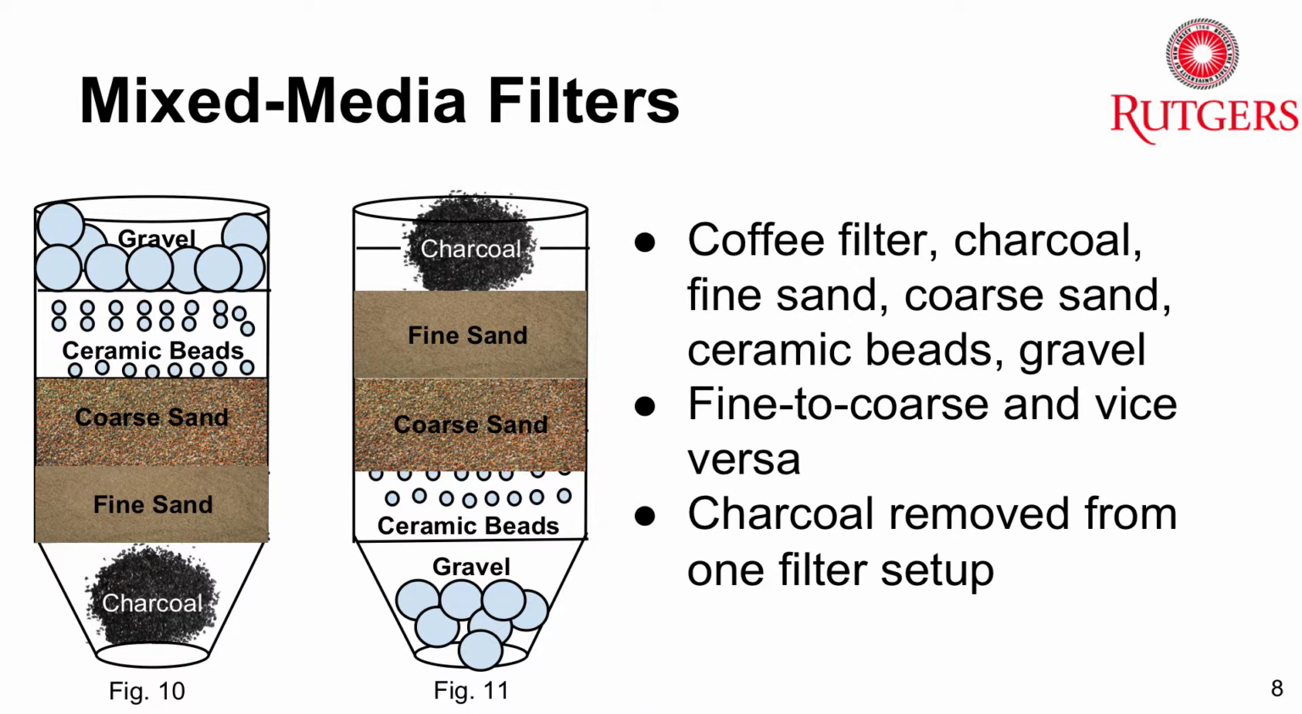Now, we tested these filters from both coarse to fine, with the gravel at the top and charcoal at the bottom, and from fine to coarse, with the charcoal at the top and the gravel at the bottom, because we wanted to see how the order and size of filtering materials would affect the rate of filtration and the quality of filtration. We also created one filter setup without the charcoal, because we wanted to see if the charcoal would actually help the filtration or contaminate the water further.